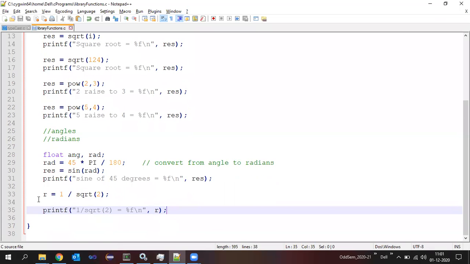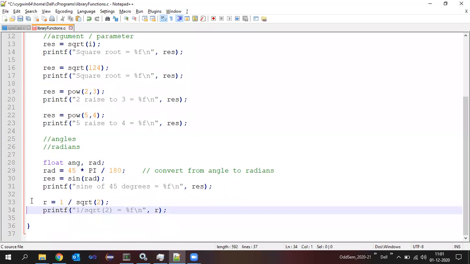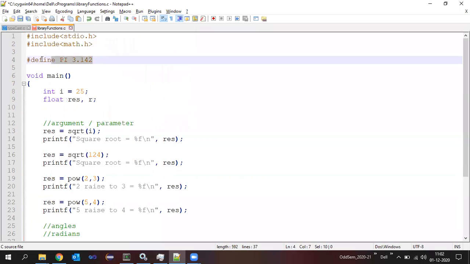Okay, I will just brief you what I did here. Here we calculated the sine of a given degree. Angle we cannot pass to the sine function. Instead of that, we need to convert it into radians. So we converted into radians using this formula: radians is equal to angle multiplied by pi divided by 180. Pi is what? 3.142. The constant we have defined here.